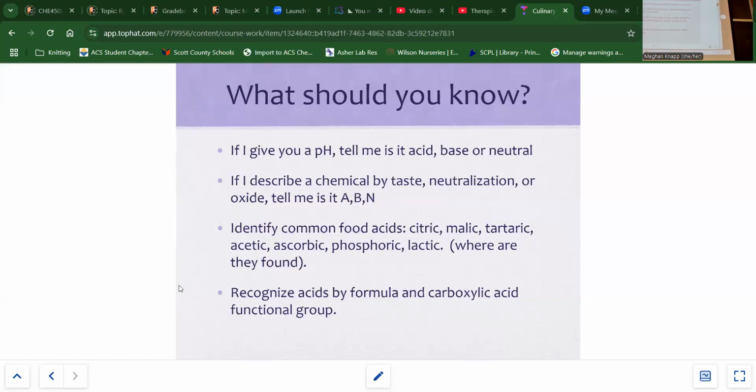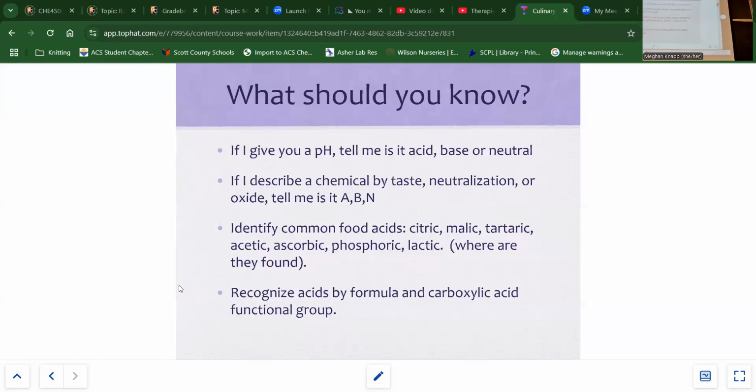And then I might give you some chemical formulas and say, which of these is an acid? And so you're looking for two things. Is there a hydrogen out front? If it is, that's the acid. If none of them have a hydrogen out front, you're looking for that COOH at the end. Okay, so the organic acid has the COOH.